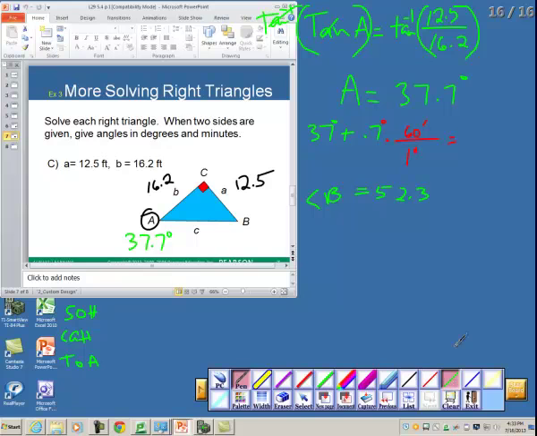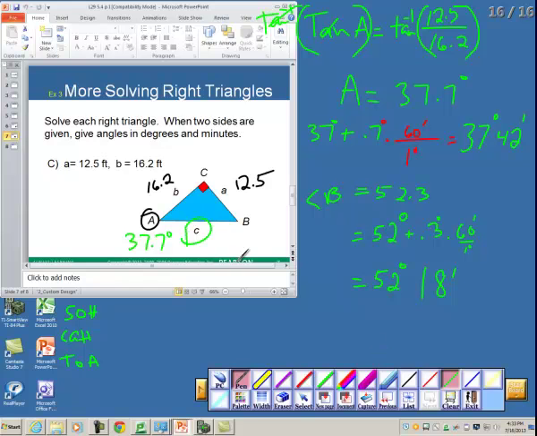Okay, we get 37 degrees and how many minutes? 42, good. And so the other one, that's going to be 52 degrees plus 0.3 times 60 over 1 degree. And so we get 52 degrees. And so 0.3 times 60, and we get 18 minutes. Okay?